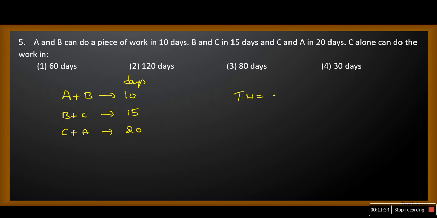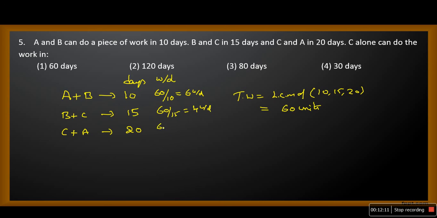Assume the total work is equivalent to the LCM of 10, 15, 20, which equals 60. Assume the total work as 60 units. So let us find work done per day. A and B are taking 10 days to do 60 units. Per day, it means total work by number of days, they will do how many units? 6 units per day. Similarly, B and C will do 60 by 15, 4 units per day. And C and A, 60 by 20, so they will do 3 units per day.